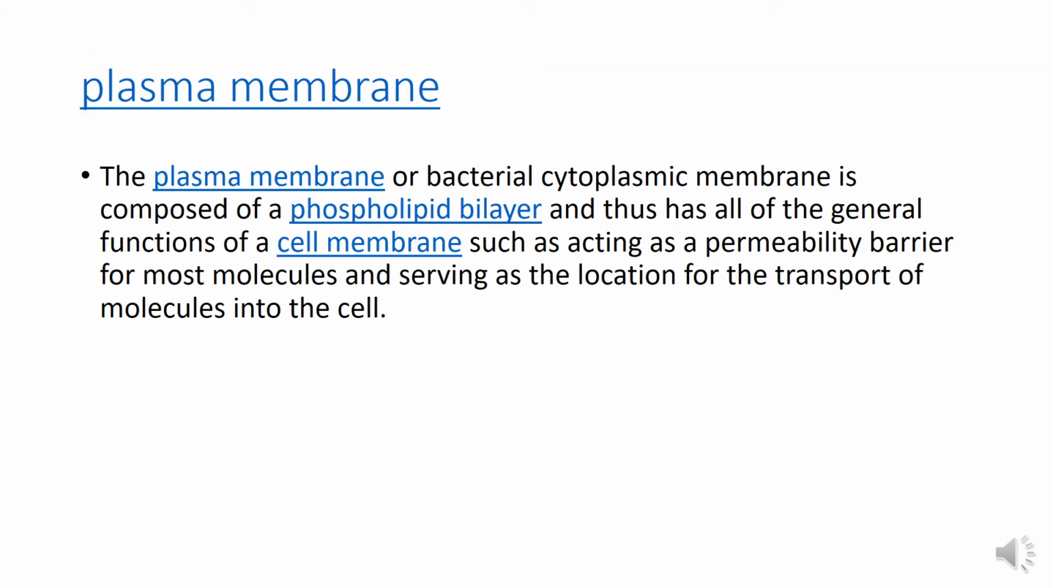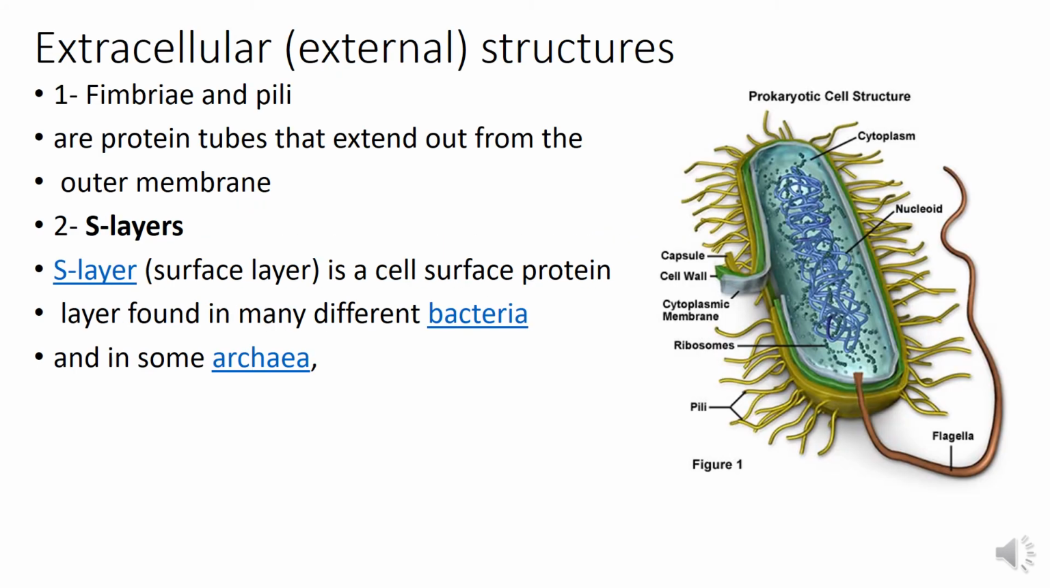Plasma membrane. The plasma membrane, or bacterial cytoplasmic membrane, is composed of phospholipid, and thus has all of the general functions of the cell membrane, such as acting as a permeability barrier for most molecules and serving as the location for the transport of molecules into the cell.